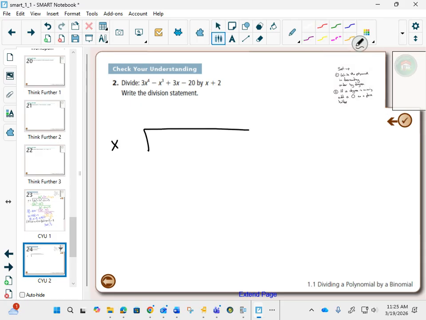All right, I'm dividing by x plus 2. It looks like it's in the right order. This is the biggest one, then a minus x cubed. And then I notice there's no x squared. So in the setup where I said if a degree is missing, add a 0, I'm going to add 0x squared. The rest of it was written nicely in order.